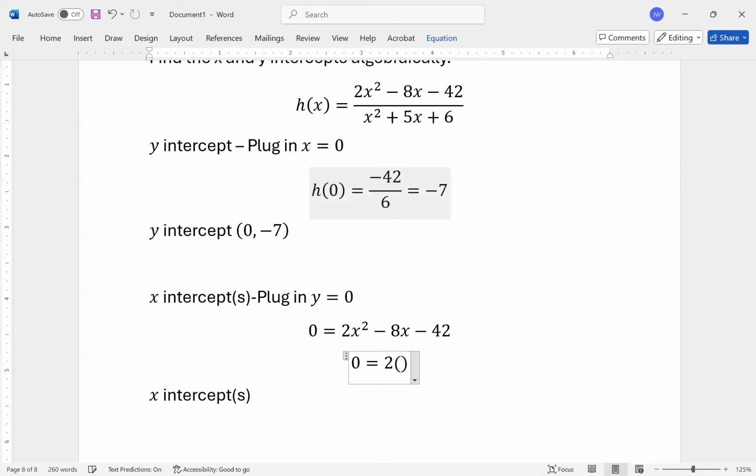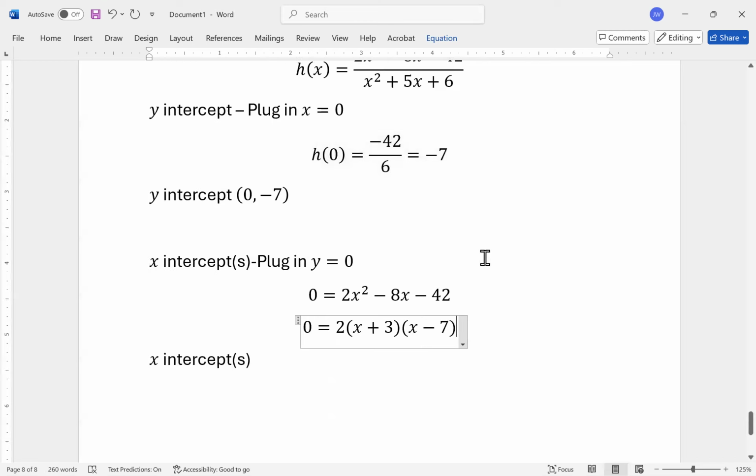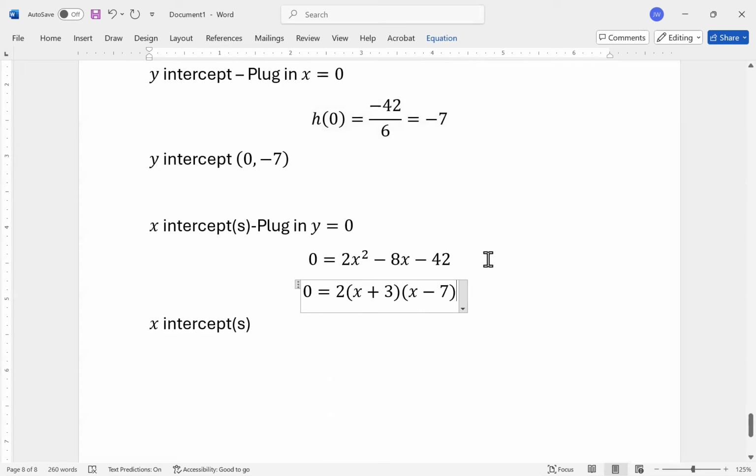I won't go through all of the steps there. If you want to factor quadratics, obviously you can check out and review some of our older videos. So there you go. So we get two x values that give us 0. One is the x value of -3, and the other is the x value of +7.